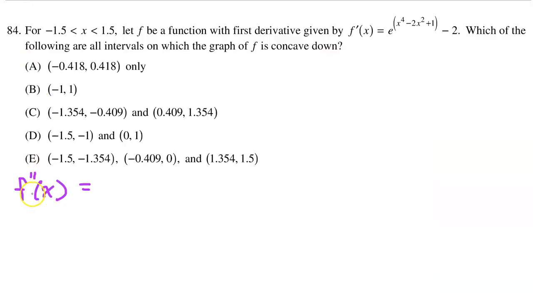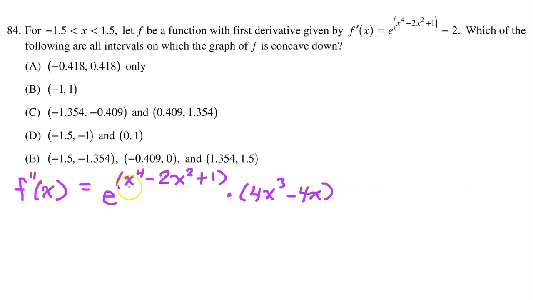F double prime is just the derivative of f prime. The derivative of e to the u is e to the u, so we can start off by writing e to this trinomial, but then the chain rule demands that we multiply by the derivative of the inner function, which will be 4x cubed minus 4x. So this is f double prime.